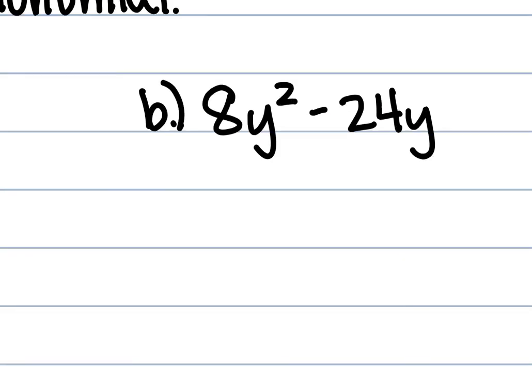In this one, we've got 8y squared minus 24y. Cody, what do you think? We first put an 8 because it's the greatest common factor, and then we put just y, the lowest one, and then in parentheses you put y minus 3. Good.